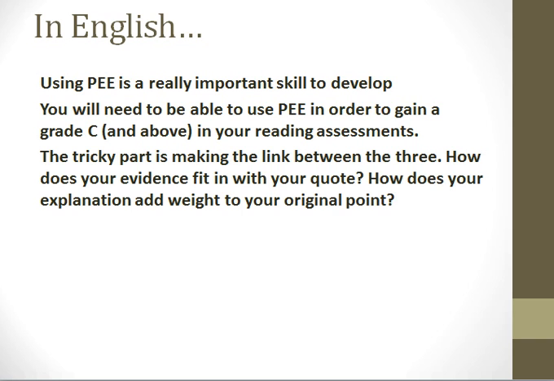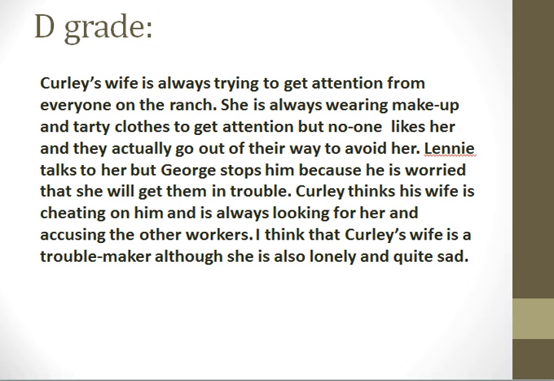Now, what's tricky is actually making the link between the three. Lots of people can make a point and find a quote. The tough bit, really, is linking your explanation to the first two. So how does your explanation actually add a bit more detail and weight to the original point you've made? And the way I wanted to exemplify this is in three examples of a response to a controlled assessment task on Of Mice and Men. It's about the character of Curly's wife. Just have a look at this D grade response.